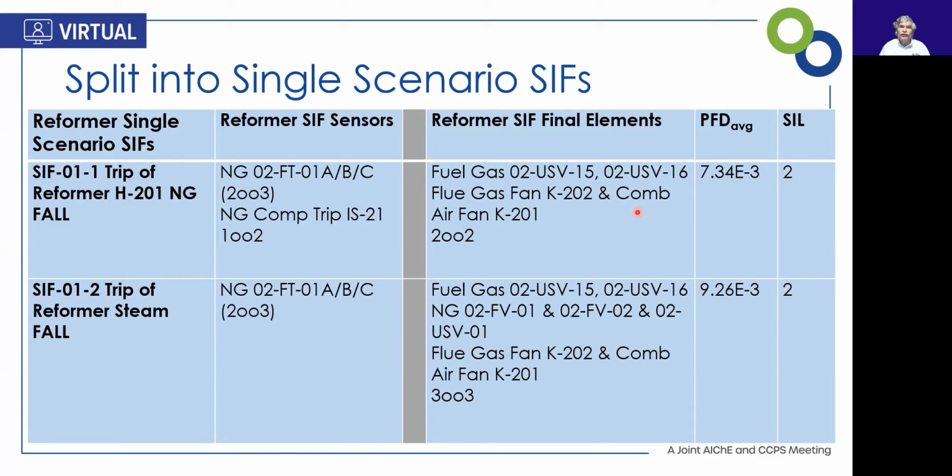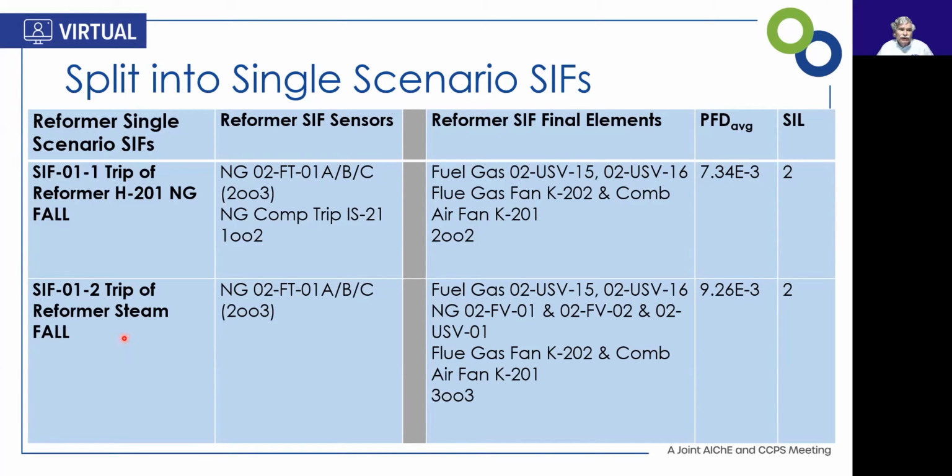And then we ask ourselves the question, are there any more final elements that specifically would prevent the consequence from low natural gas? And our conclusion is anything else is for orderly shutdown. But these sensors and these final elements detect and prevent this one scenario. Then we take a look at SIF 01, number 2.